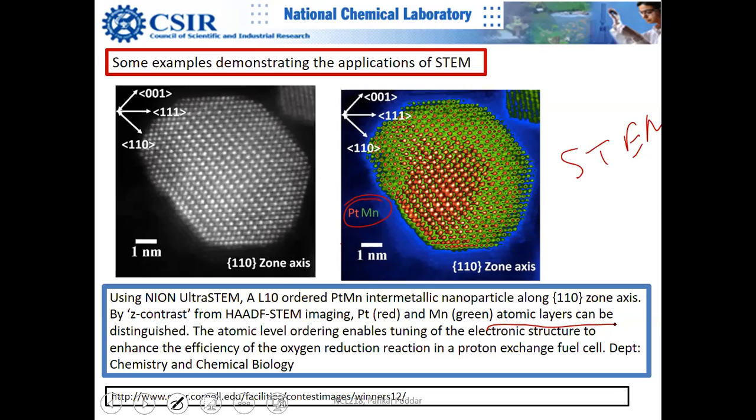I think Manisha was asking, how do you know that this is platinum? So this is a HAADF image, and in HAADF you know that it shows you Z contrast. So we can calibrate this, and we know. You can see the scale.